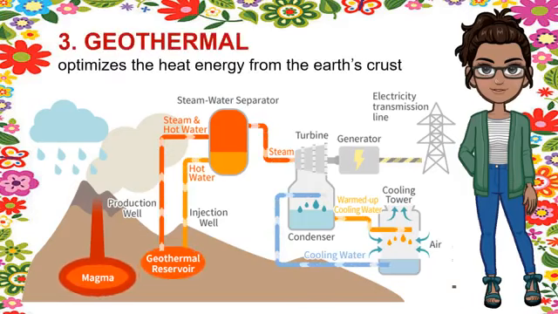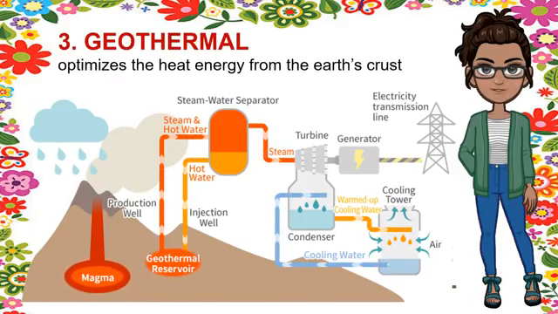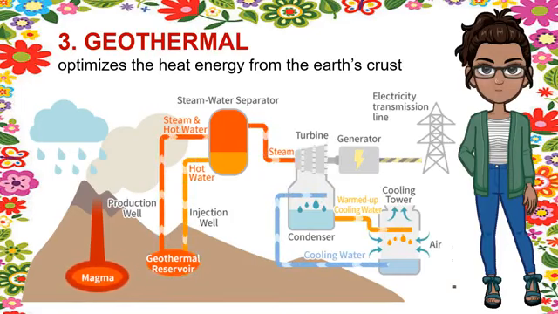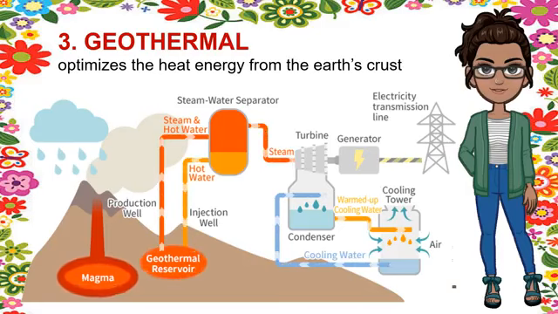Geothermal. This energy optimizes the heat energy from the Earth's crust. This heat energy heats up rocks, affecting the nearby groundwater. Once the groundwater becomes so hot, it turns into an underground steam. Then this steam is used to drive turbines that generate electricity.